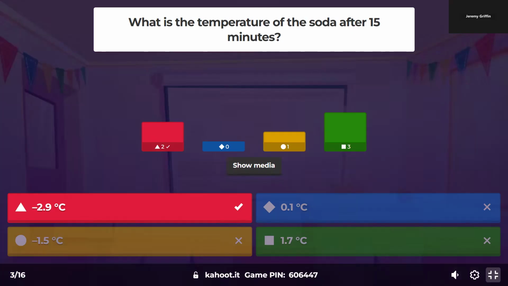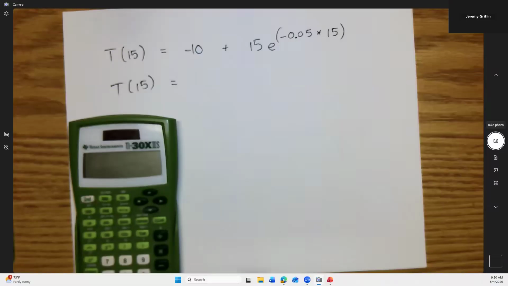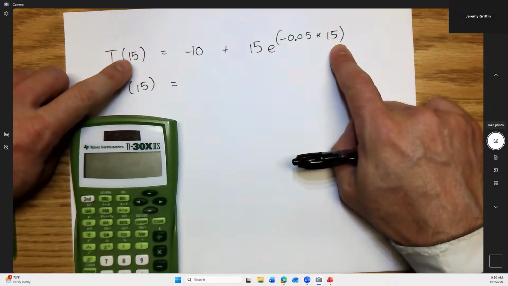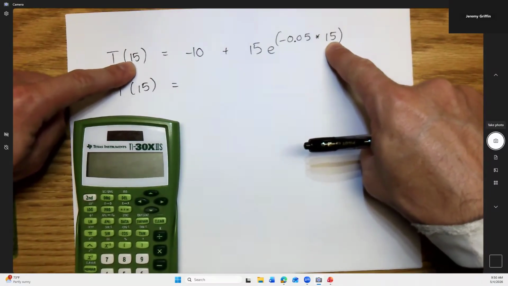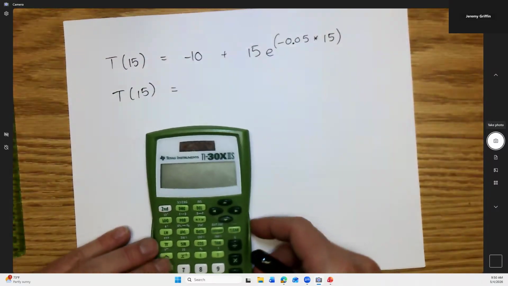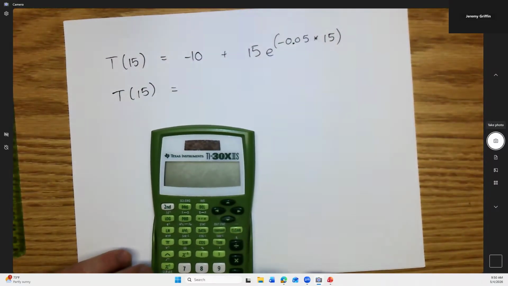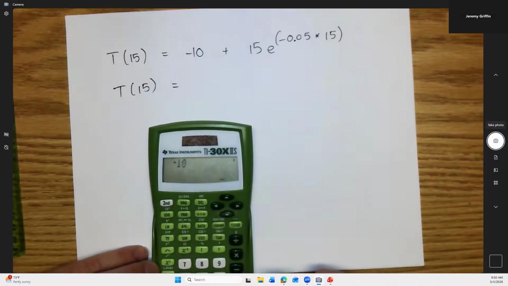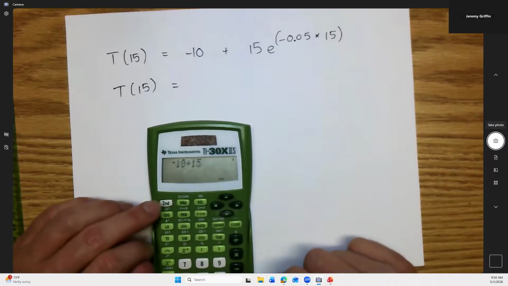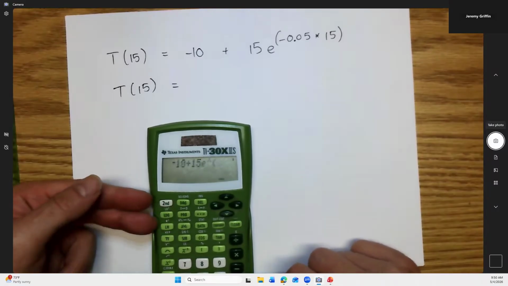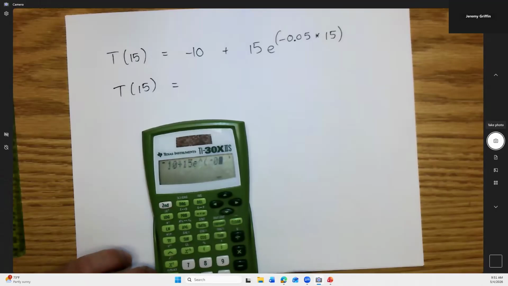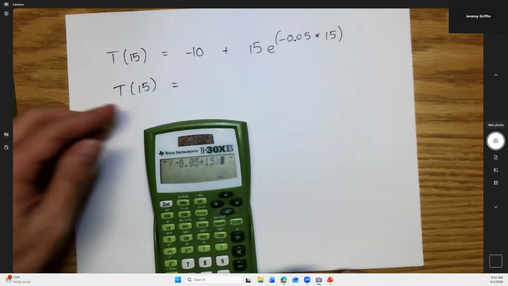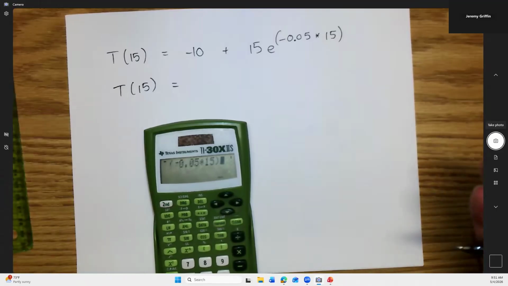All right, hope you guys got that. So I gave you temperature as a function of minutes, and I said, how about after 15 minutes? So where the x goes, you put 15, because x was time in minutes. Let's plug this in here. So I got -10, plus 15, times e to the power of -0.05 times 15. That's all in parentheses up there. As long as I plug that in correctly, it should give me the answer.